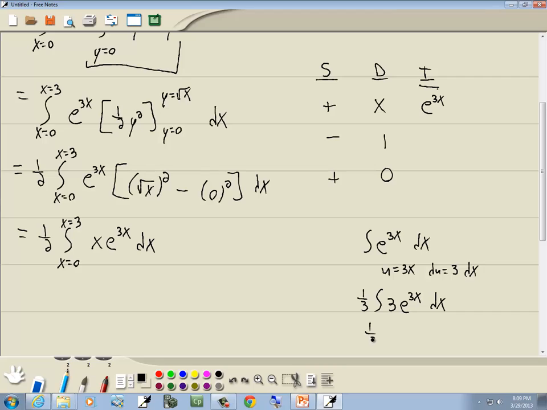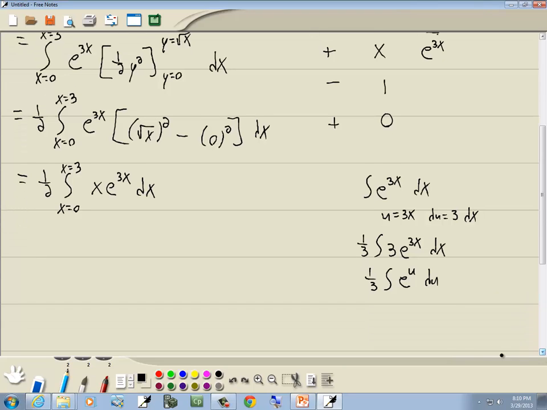And then this would become 1/3, and then the 3 dx gets replaced by du, and the 3x gets replaced by u. So this looks like e to the u du, which gives us 1/3 e to the u. The integral of e to the u is e to the u. And we said u was 3x. So this is 1/3 e to the 3x.